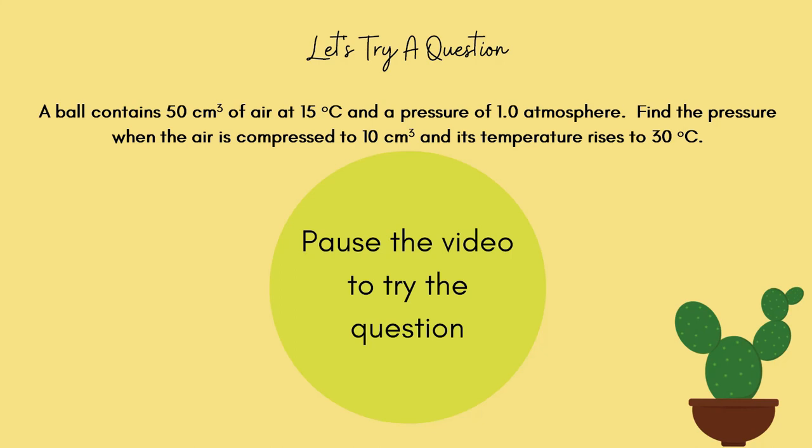Let's try a question. A ball contains 50 cubic centimeters of air at 15 degrees Celsius and a pressure of 1 atmosphere. Find the pressure when the air is compressed to 10 cubic centimeters and its temperature rises to 30 degrees Celsius. Pause the video to try the question.